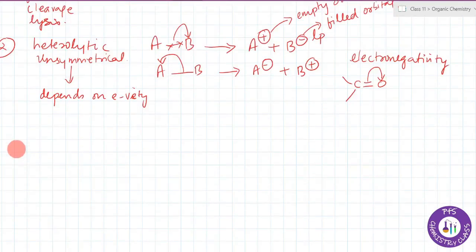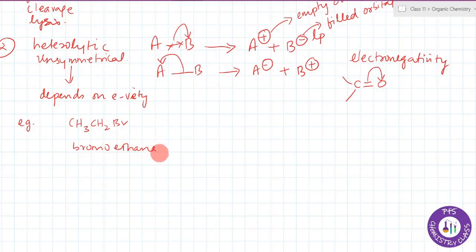Now we will take an example so that you will understand this better. Suppose you have the compound CH3CH2Br, bromoethane or ethyl bromide. We will represent the bond for better understanding. So you have a Br like this. Now between carbon and bromine, we know that bromine is more electronegative. Therefore, during the reaction, this bond will break.